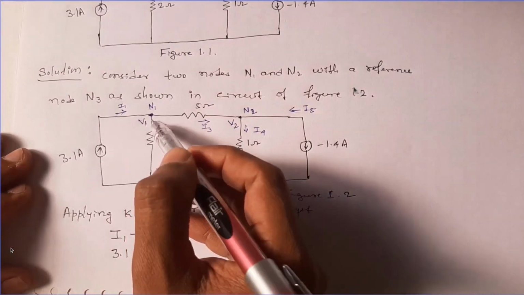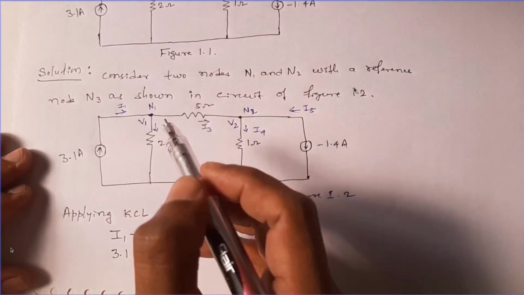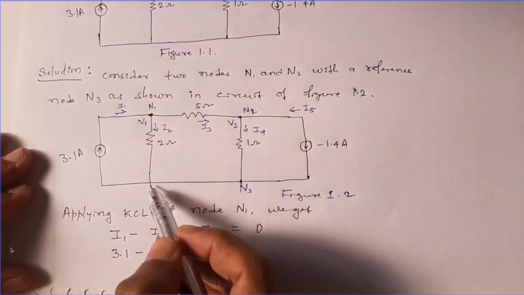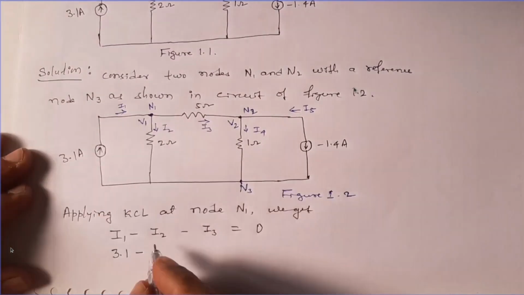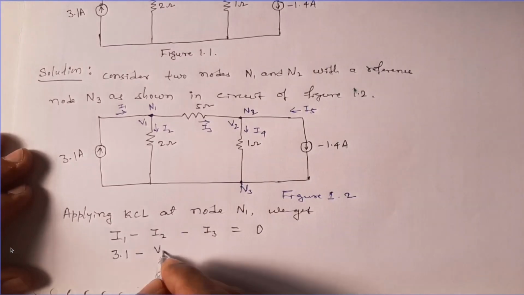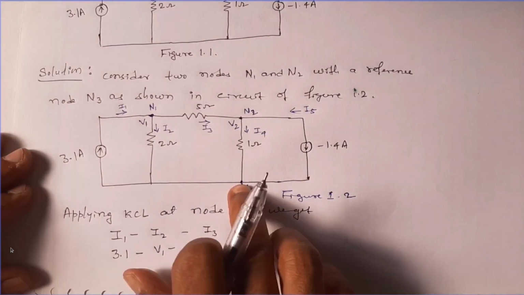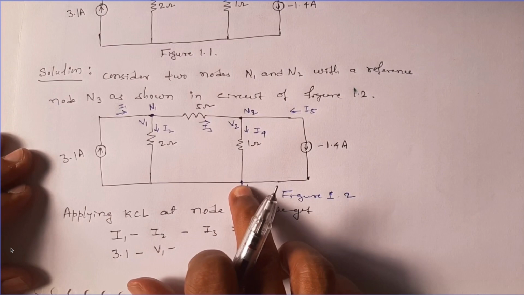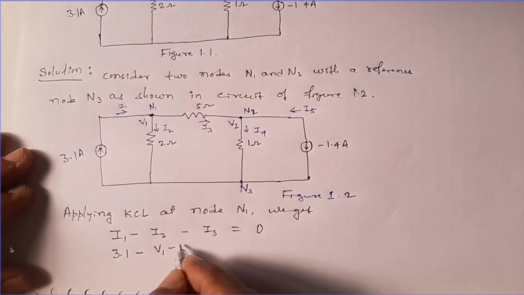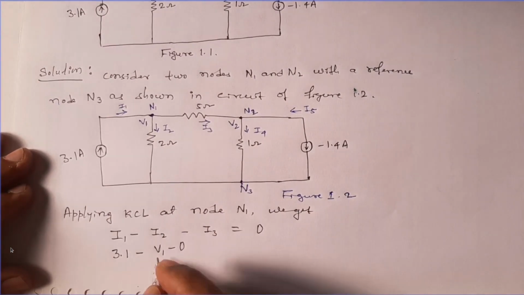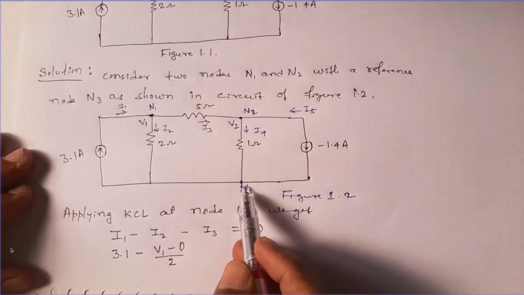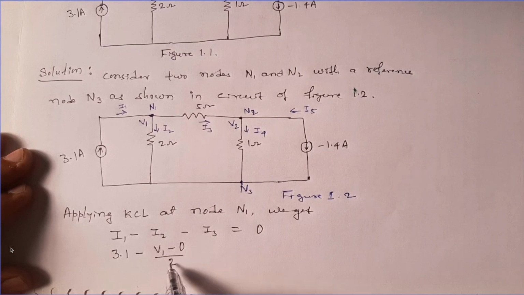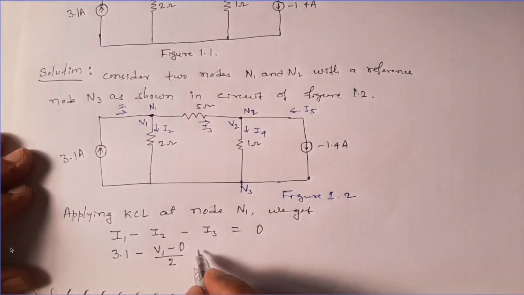Current always flows from high potential to low potential. Potential difference divided by resistance is current. Potential difference means, for example here, V1 minus, if I consider this as V3, V3 will be 0. I can consider it as minus 0. Otherwise directly say V1 by 2. V1 minus V3, which is 0, divided by 2, and minus I3 is what?